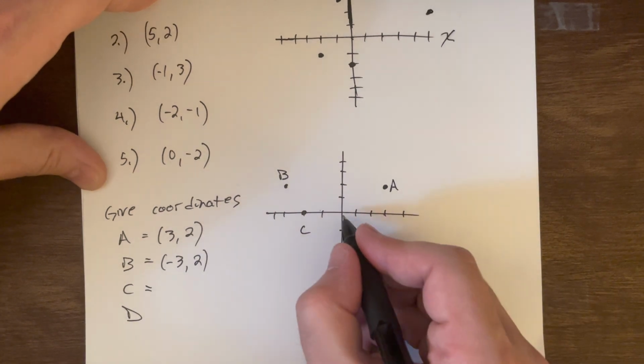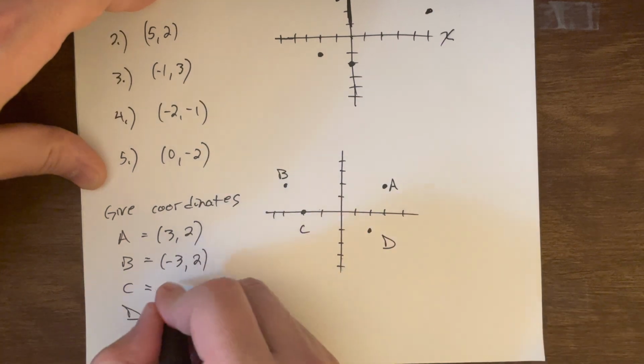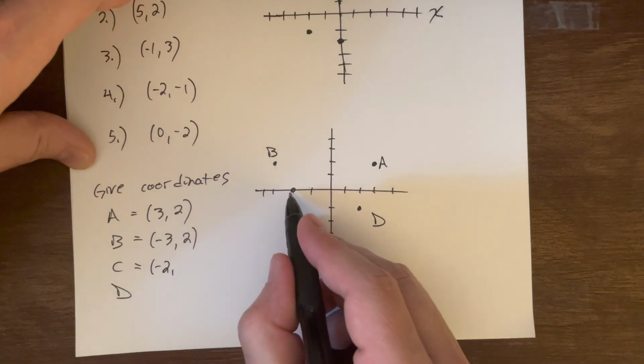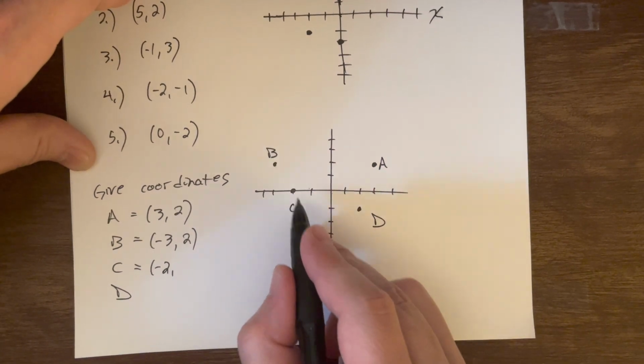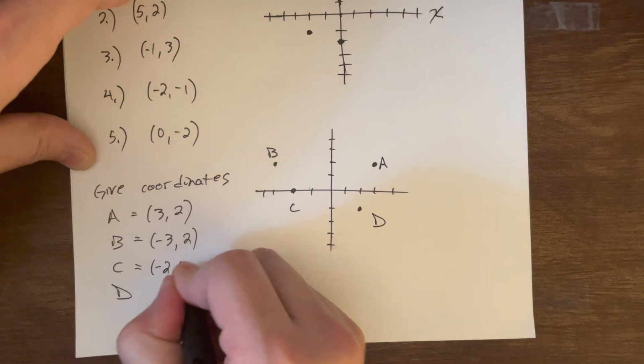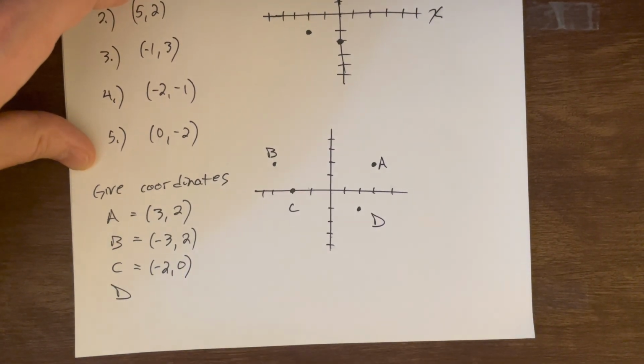For C, still starting here, I went left 2 units. So that's a -2 for x. But then I didn't go up or down. I stayed right here. So I did not go up or down. That's a move of 0 units on the y side. So we get -2, 0.